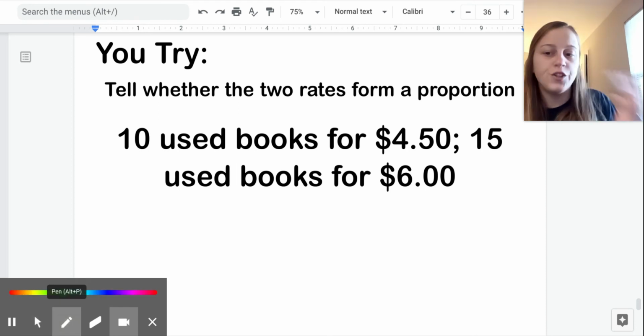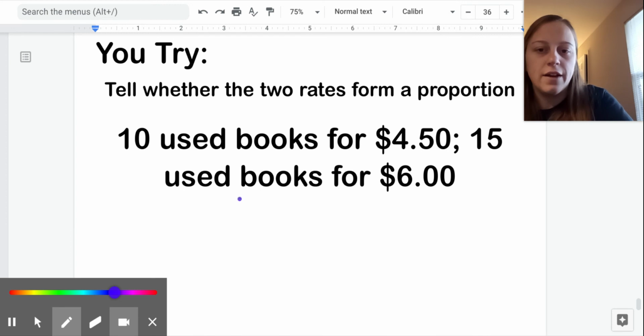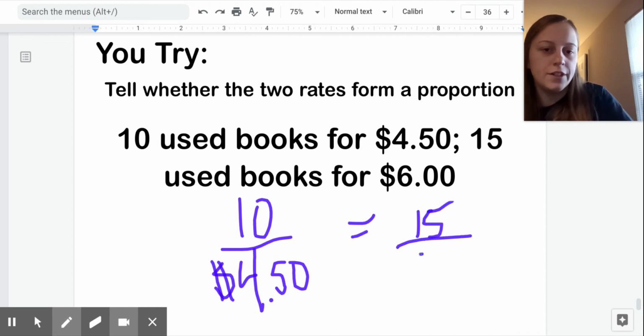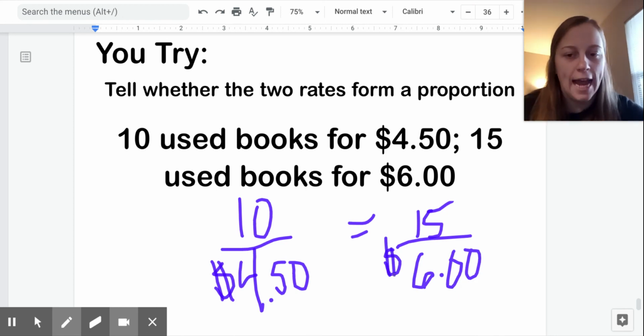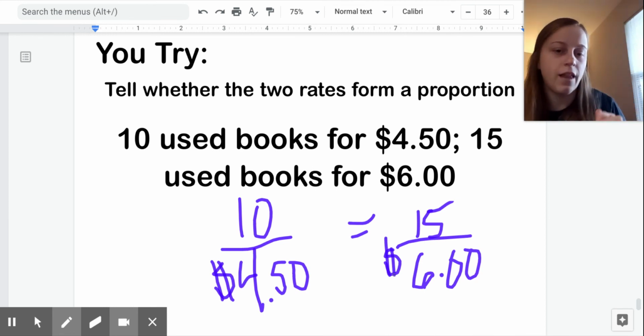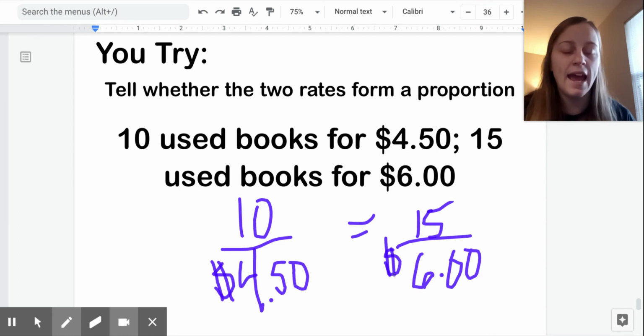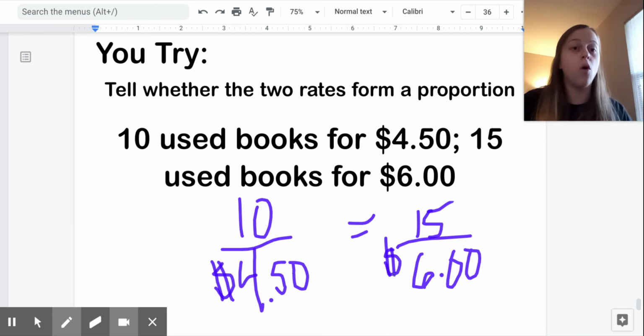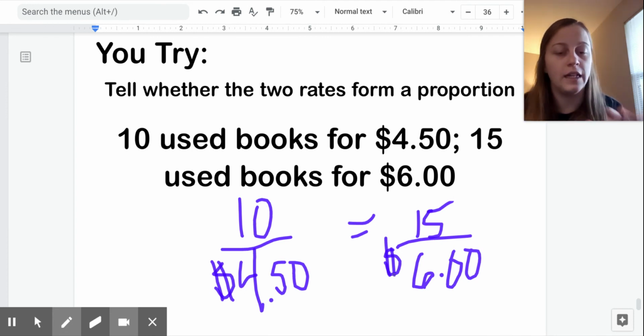All right, so again, first you're going to set up that proportion. So we have 10 books for $4.50. Is that equal to 15 books for $6? One question I always get asked is someone will raise their hand and say, Ms. Hine, I wrote $4.50 over 10 and 6 over 15. That's okay as long as you put books and then money and money, or money and money, books and books. Just make sure that each rate is written exactly the same.